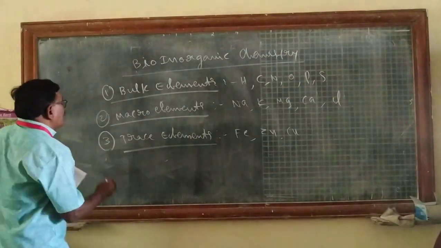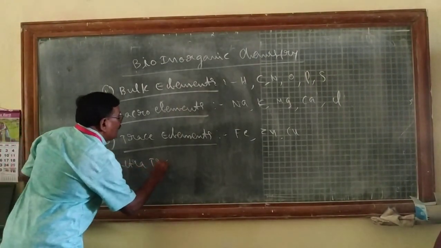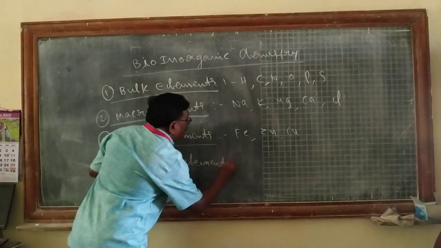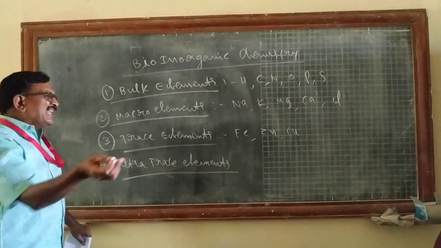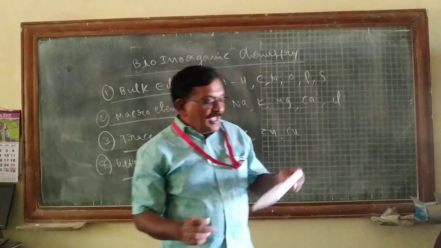The fourth one is ultra trace elements. What are ultra trace elements? Ultra trace elements means very rare elements that are present in the form of fractions.